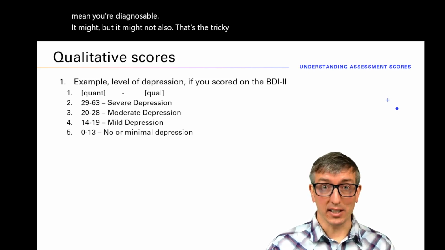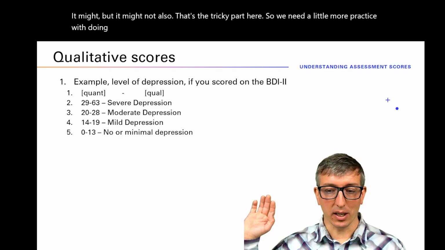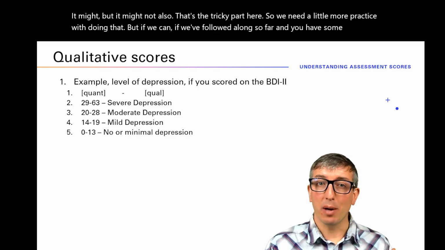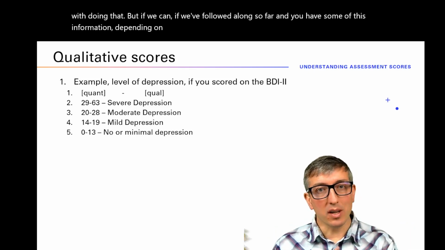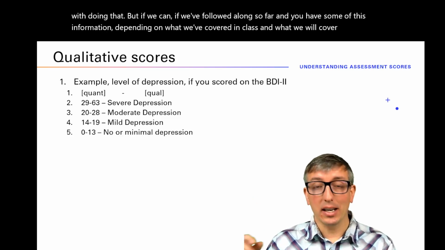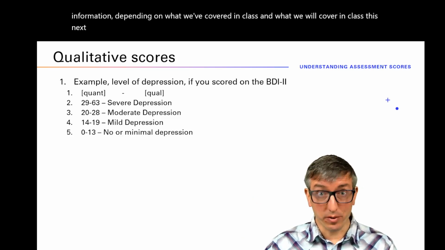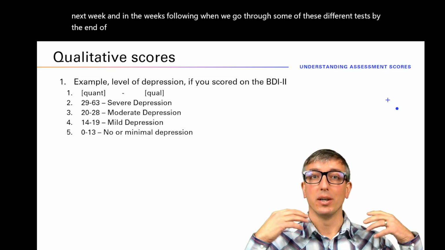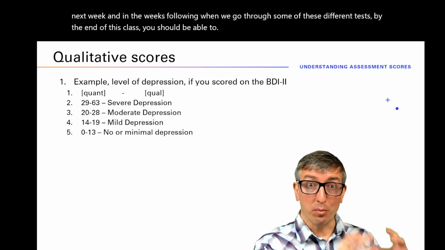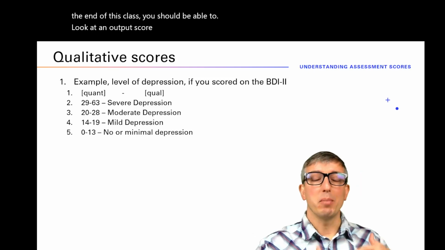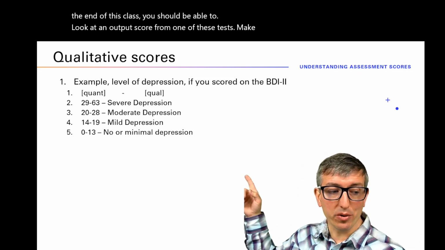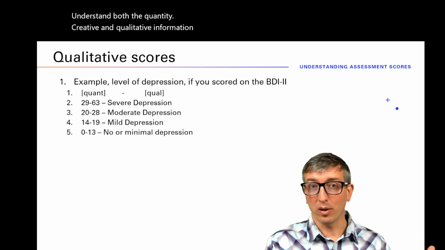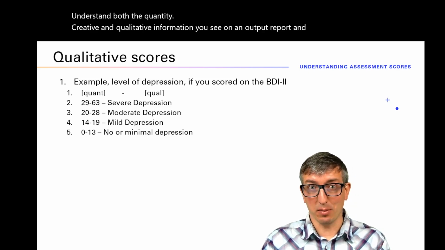So we need a little more practice with doing that, but if we've followed along so far, and you have some of this information, depending on what we've covered in class and what we will cover in class this next week and in the weeks following when we go through some of these different tests. By the end of this class, you should be able to look at an output score from one of these tests, make some interpretations about it, understand both the quantitative and qualitative information you see on an output report, and be able to make some interpretations about that.